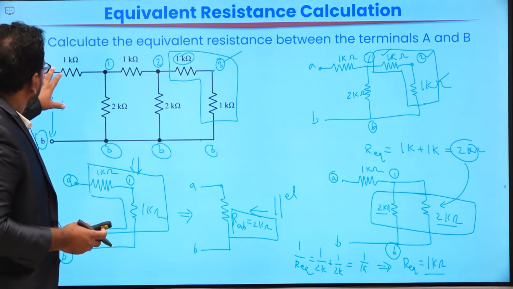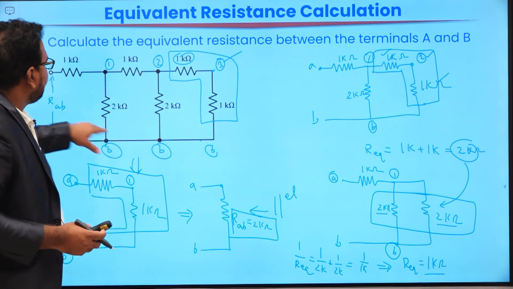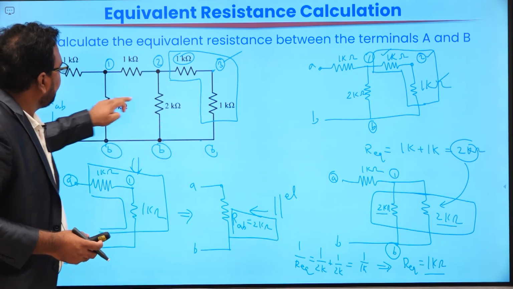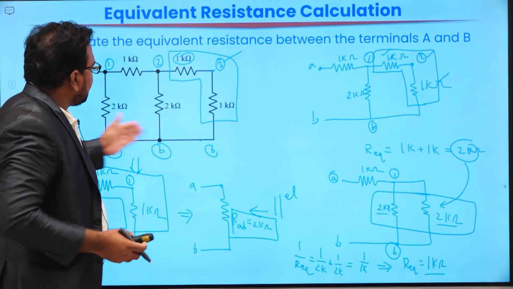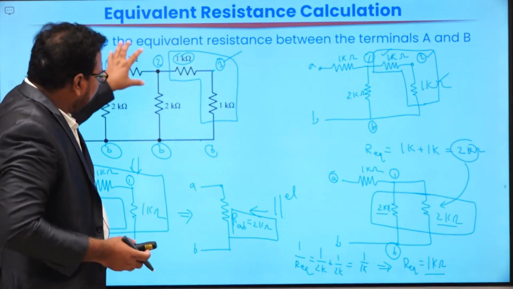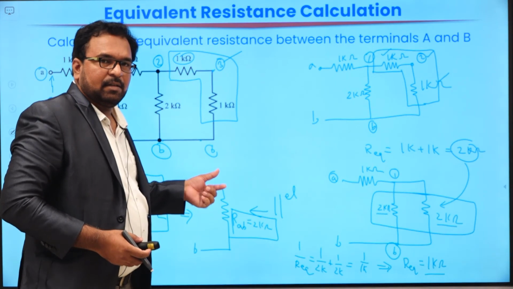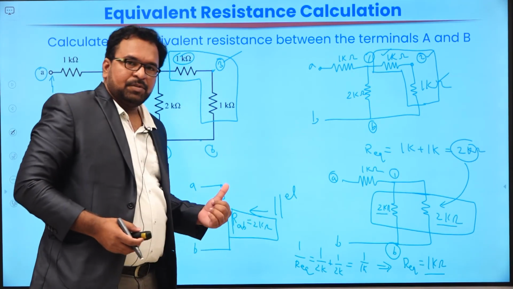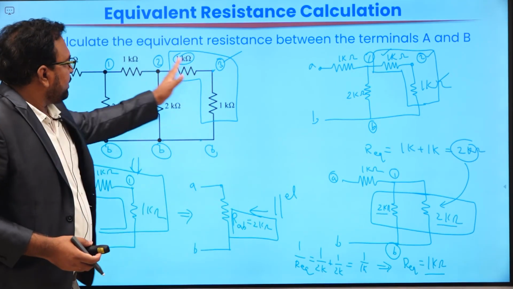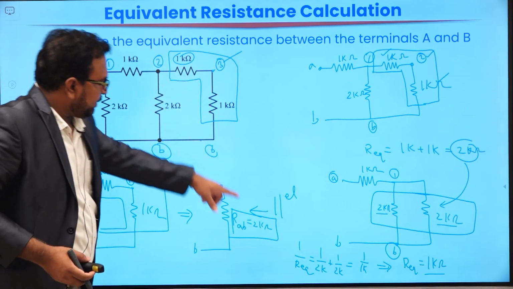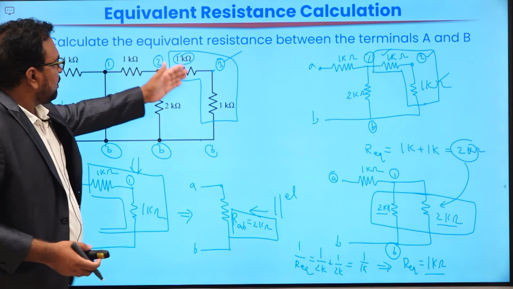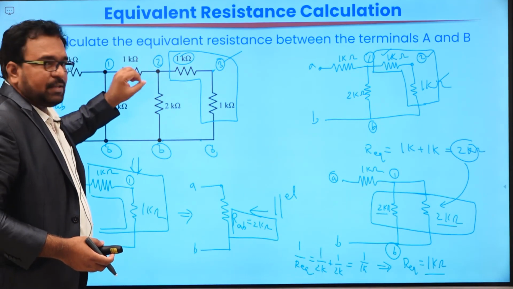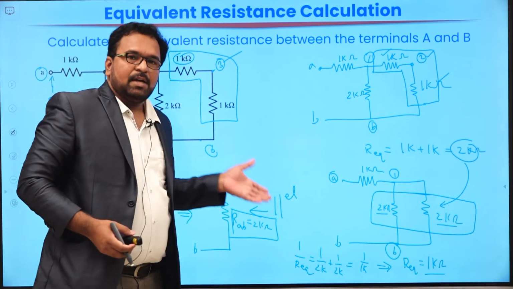That means we can remove all these resistors. Here we are having 1, 2, 3, 4, 5, 6 resistors. We can remove the 6 resistors from the circuit and we can place a single resistor of its equivalent value 2 kilo ohms. That means the total equivalent resistance of all these resistors is nothing but 2 kilo ohms. So whatever these resistors function in the circuit, the single resistor will do the same function also.